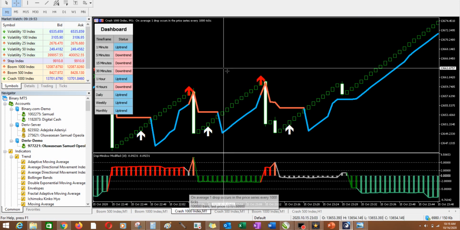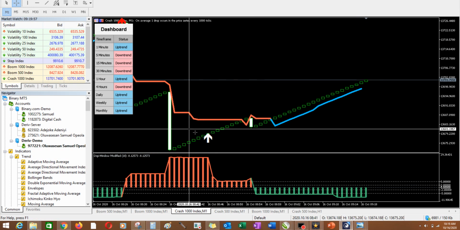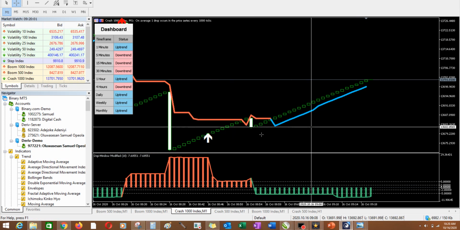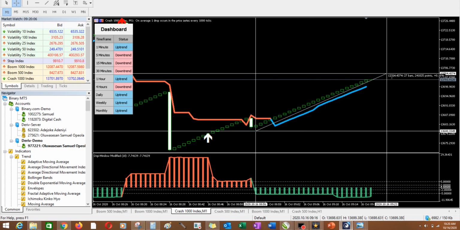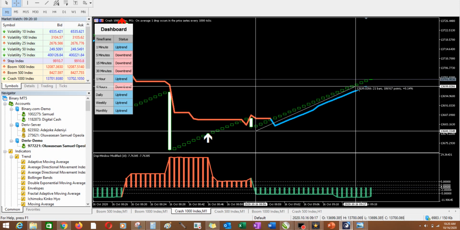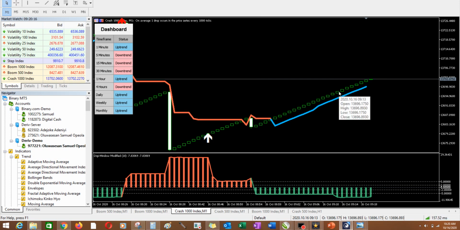So let's check out crash 1000. What is happening there? Crash 1000 at the moment is on an uptrend. So for those that love buying crash, of course this is where I expect you to come in and milk the market successfully. Of course, I expect you to have exited the market somewhere here, which is giving you 17 minute candles, which is amazing.